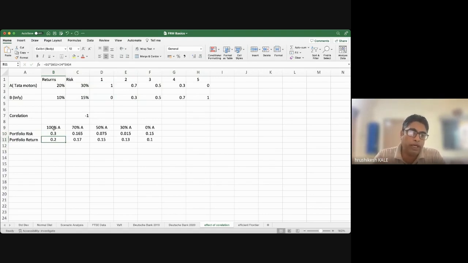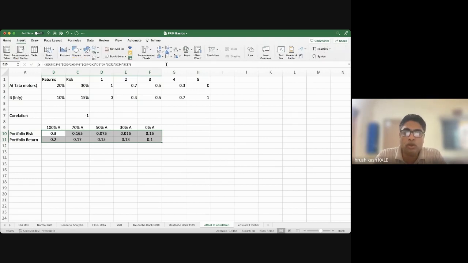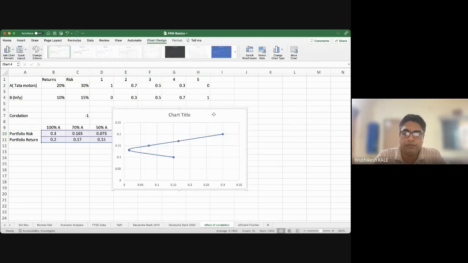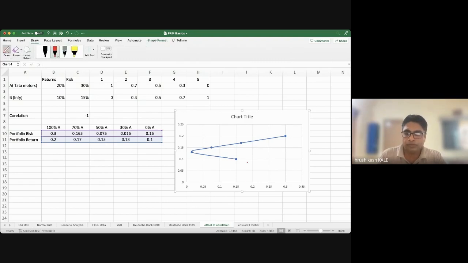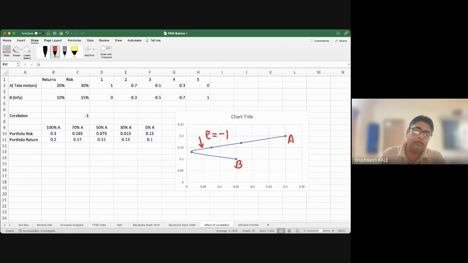Now what I'm trying to do here is draw one scatter plot. Now look, this is 15%. So this is point B. Let's see if I can draw it on it. I'm not sure. So this is point B. This is point A. And this is rho equal to -1.